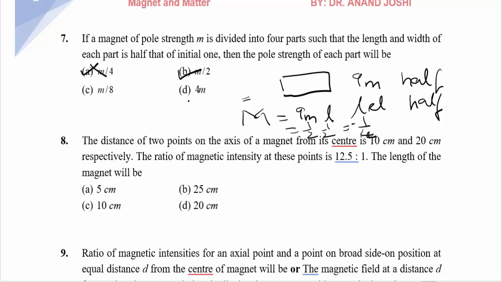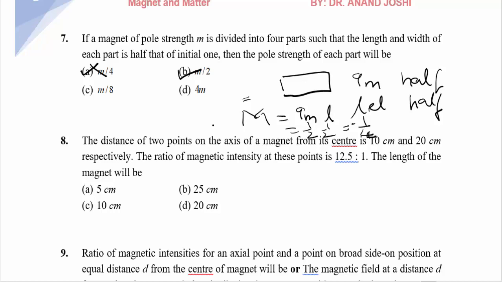Sorry, I answered the question in the wrong manner. The question asks for pole strength, not for magnetic moment. There is a magnetic pole of strength m, divided into 4 equal parts such that the length and width of each part is half of the initial. The new pole strength is m by 2, but the magnetic moment will be m by 4. Remember, if magnetic moment is asked, it is m by 4. If pole strength is asked, it means m by 2. The correct option is m by 2, not m by 4.